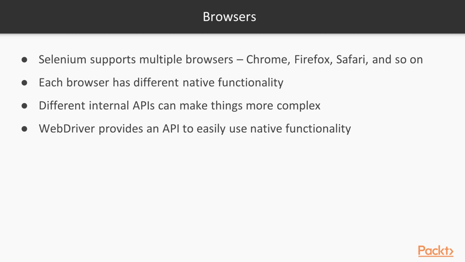With browsers, Selenium supports multiple browsers, like Chrome, Firefox, Safari, and more. Each browser has different native functionality, and different internal APIs can make things more complex in code. Fortunately, WebDriver provides an API to easily use the native functionality of each browser.